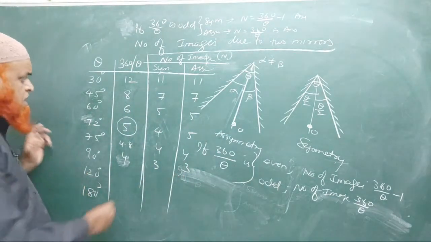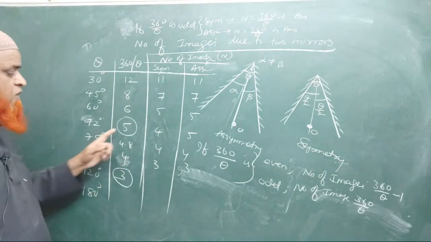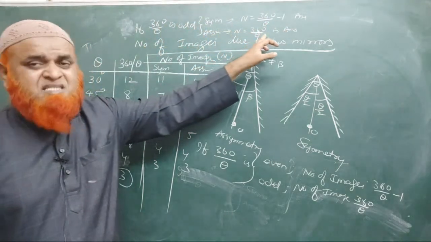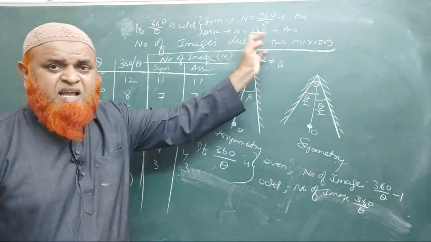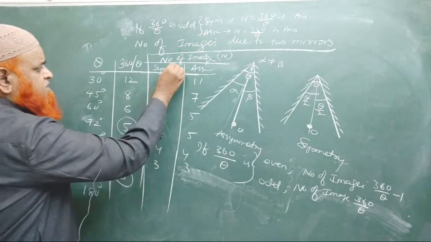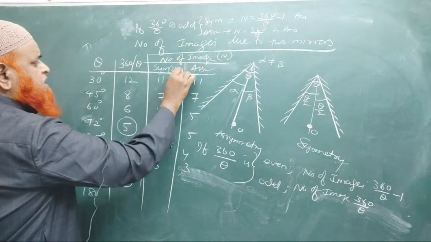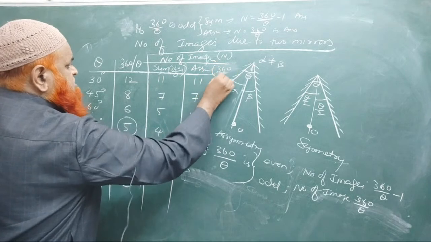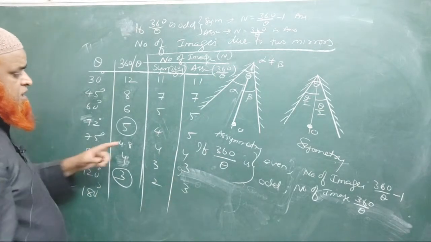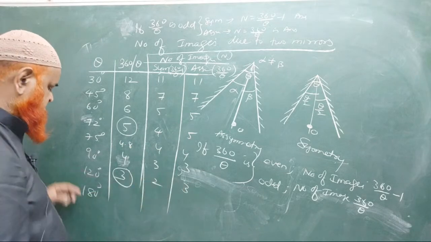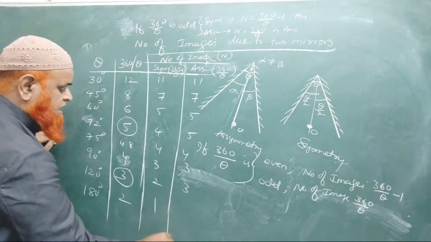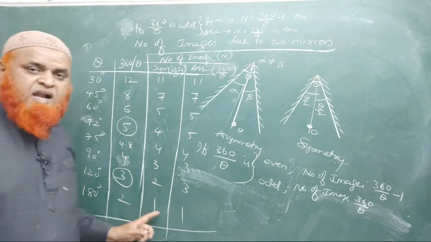Next, 120. 120 gives 3. Again, this is a special case of odd. If it is odd, symmetry is 1 less and asymmetry as it is. Hope you have understood. So for symmetry, you write 360 by theta minus 1, and for asymmetry, just 360 by theta as it is. So it is a special thing in the odd case. Here 1 less, here as it is. Now 180 degrees: if you divide by 180 degrees, you get 2, and this is 1 and this is 1.